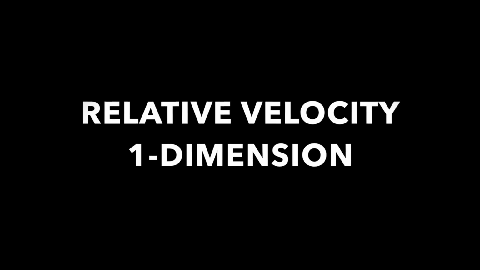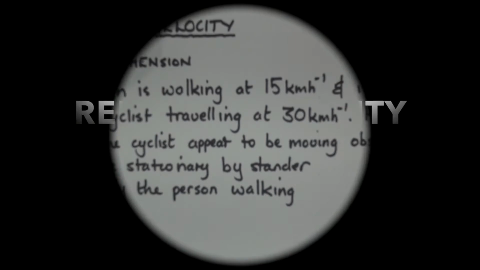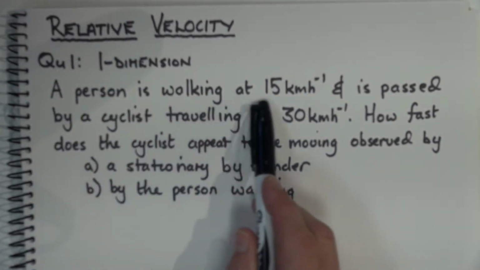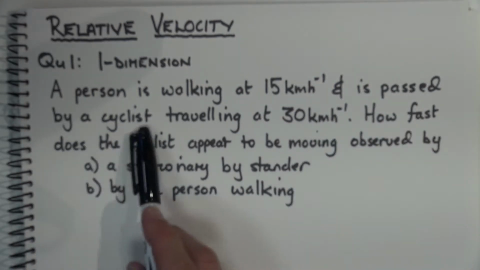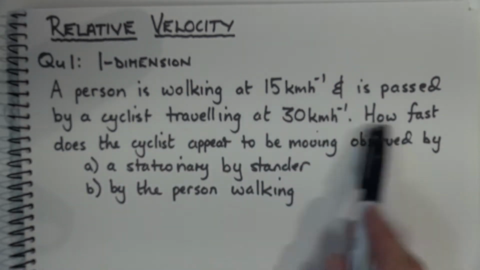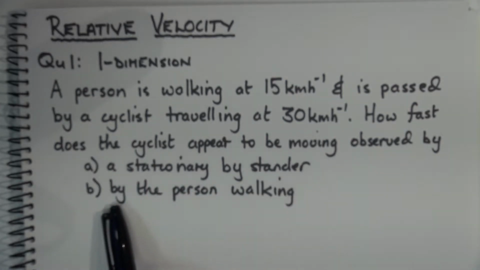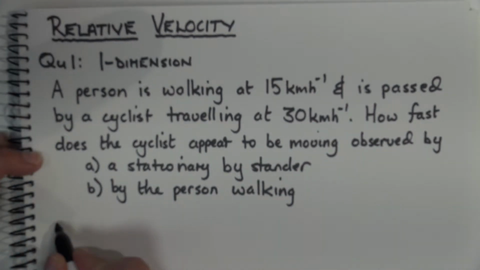In this video, we're going to look at problems for relative velocity in one dimension. So let's look at a scenario in one dimension. We've got a person walking at 15 kilometers per hour who is passed by a cyclist traveling at 30 kilometers per hour. How fast does the cyclist appear to be moving, observed by a stationary bystander and by the person walking? Okay, so let's look at question A.